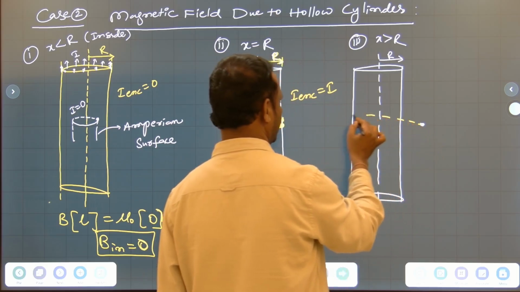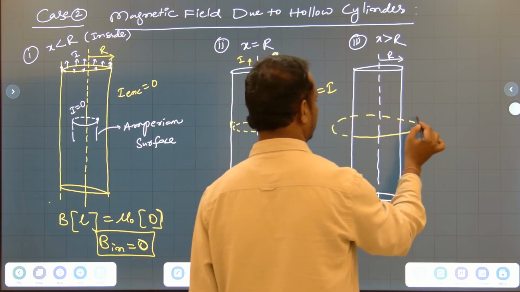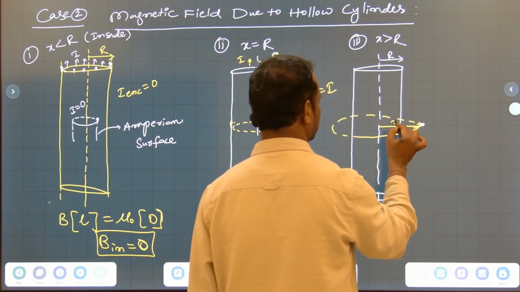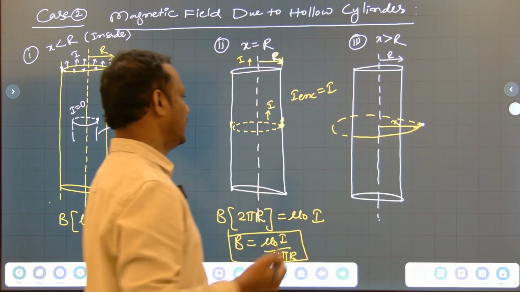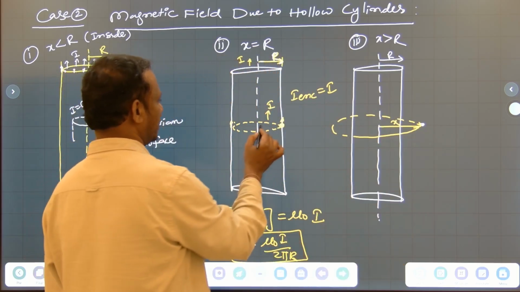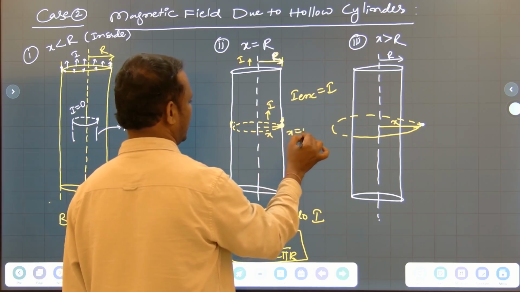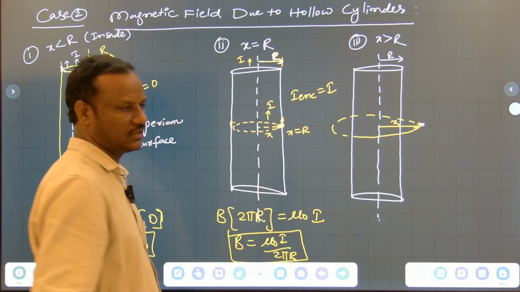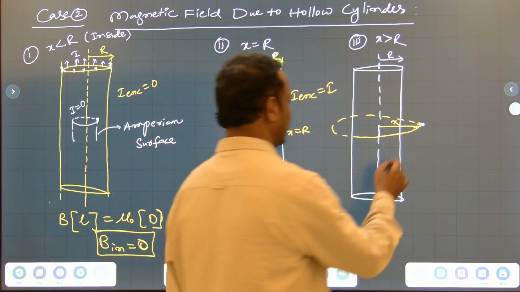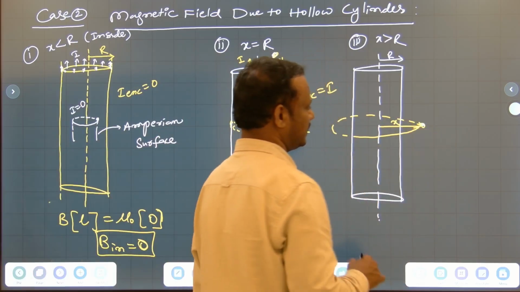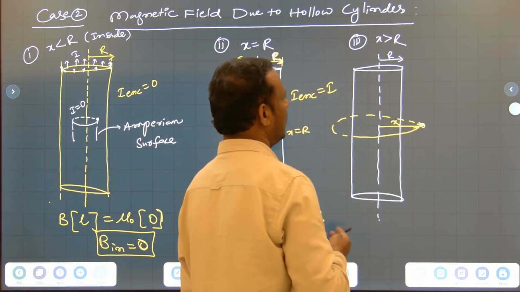Draw the Amperian surface. So what is the distance from here to here? X. Okay, X is what? Greater than R. So here, what is the distance? X only. But on the surface, X is equal to R, so that's what we proved here. Next, at this point X, I want to find the field, where X is greater than R.